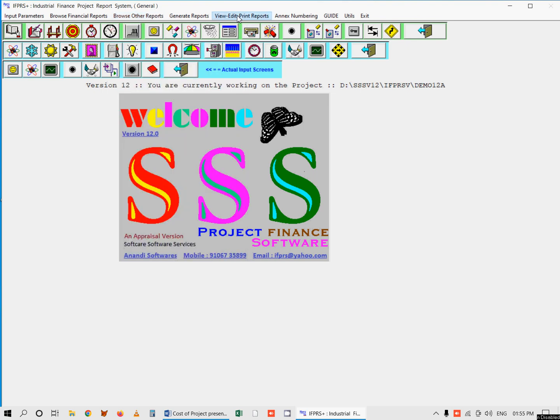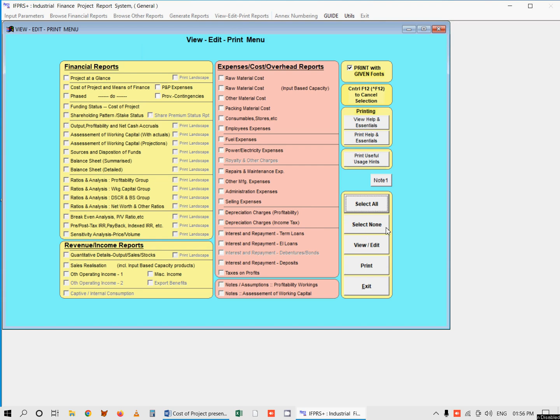View, edit, print reports. You just sit back and get all 30 to 35 reports printed at a single click, and all adjustment as to font and formatting will be carried out by the package depending upon the number of working years.